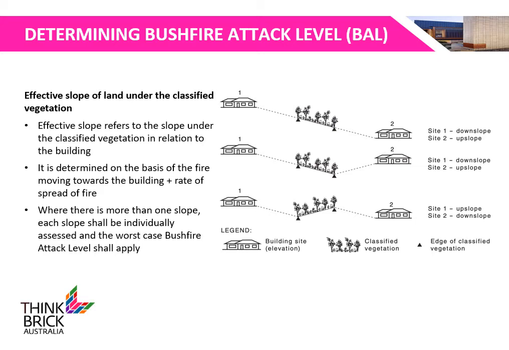Effective slope of the land under the classified vegetation shall also be taken into account. Effective slope refers to the slope under the classified vegetation in relation to the building. It is determined on the basis of the fire moving towards the building and the rate of spread of fire. If there is more than one slope, each slope shall be individually assessed and the worst case bushfire attack level shall apply. On the right, we can see different orientations of effective slope relative to the two buildings.